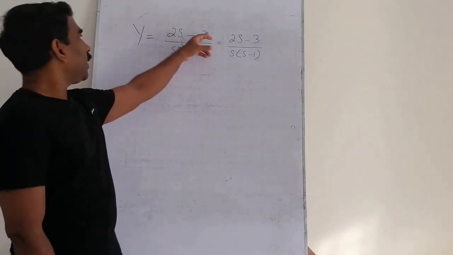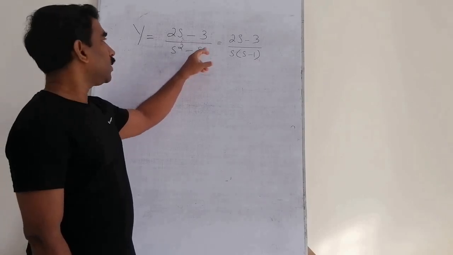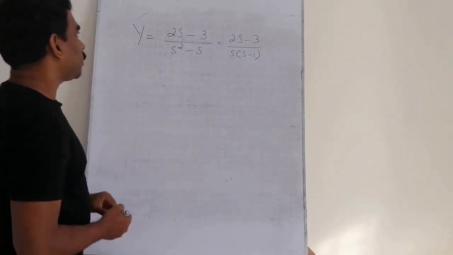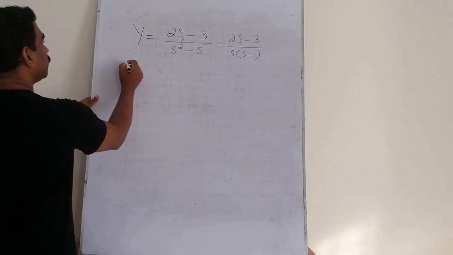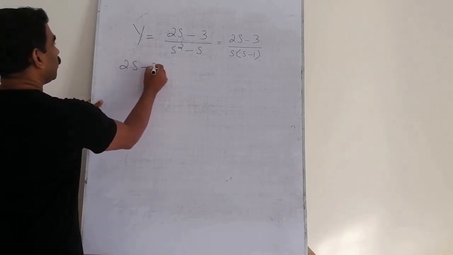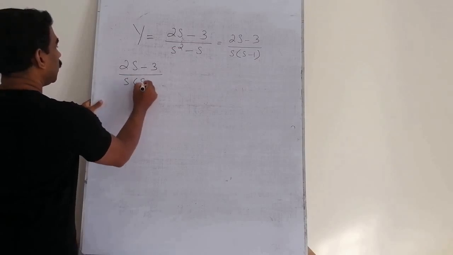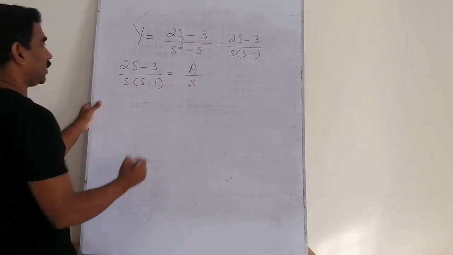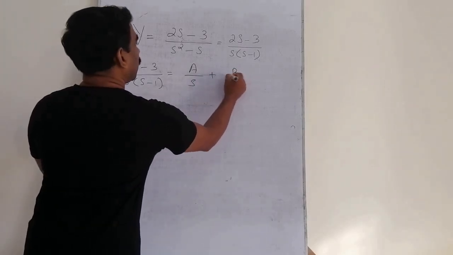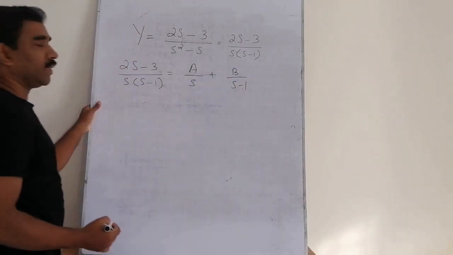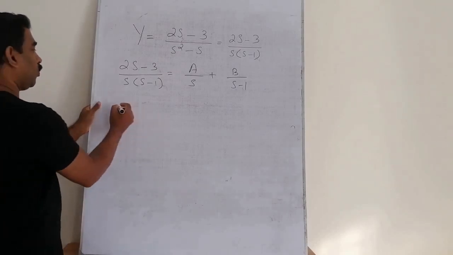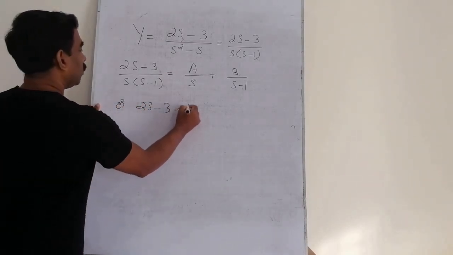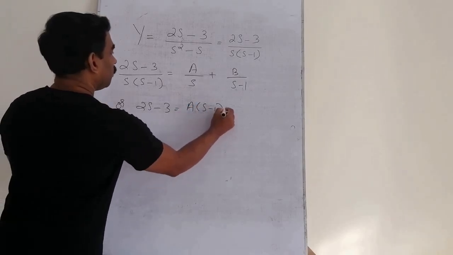So Y is equal to 2s minus 3 divided by s square minus s, that is equal to 2s minus 3 divided by s into s minus 1. And we can split that expression using partial fractions, that is 2s minus 3 divided by s into s minus 1 is equal to A by the first linear factor s plus another constant B divided by the second linear factor s minus 1. Multiplying with the LCM, we can write this expression as 2s minus 3 is equal to A into s minus 1 plus B s.